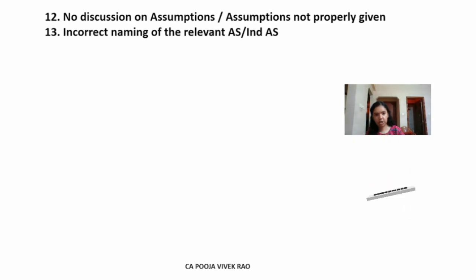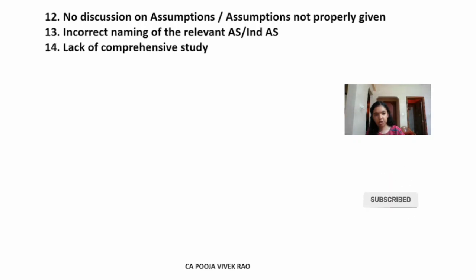The next error noticed was incorrect naming of the relevant Ind AS. It was noticed that students sometimes mention the wrong Ind AS name, number and para in their solution. So it is advised that if they are not sure, then they should avoid mentioning the para number. Quoting the wrong Ind AS name or number may lead to deduction of marks.